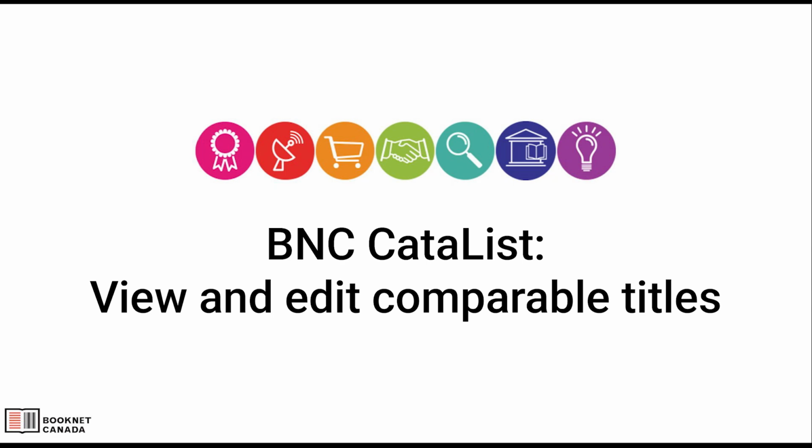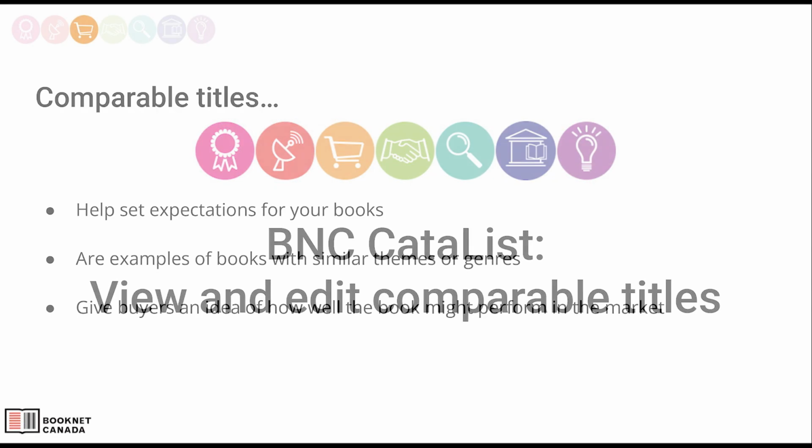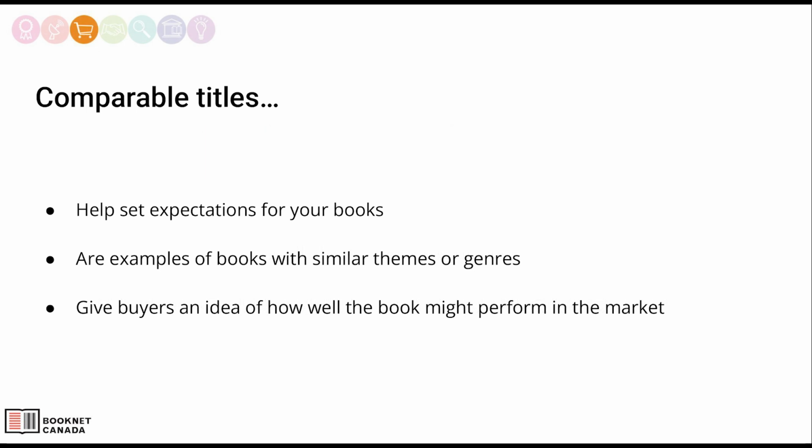Welcome to CataList. In this video, you'll learn how to view and edit comparable titles. Comparable titles, also called comps for short, are a vital tool that help publishers and sales reps set expectations for a book. Comparables are usually books of a similar theme or genre to the book it's being compared to, and they give buyers an idea of how well the current title will perform in the market.